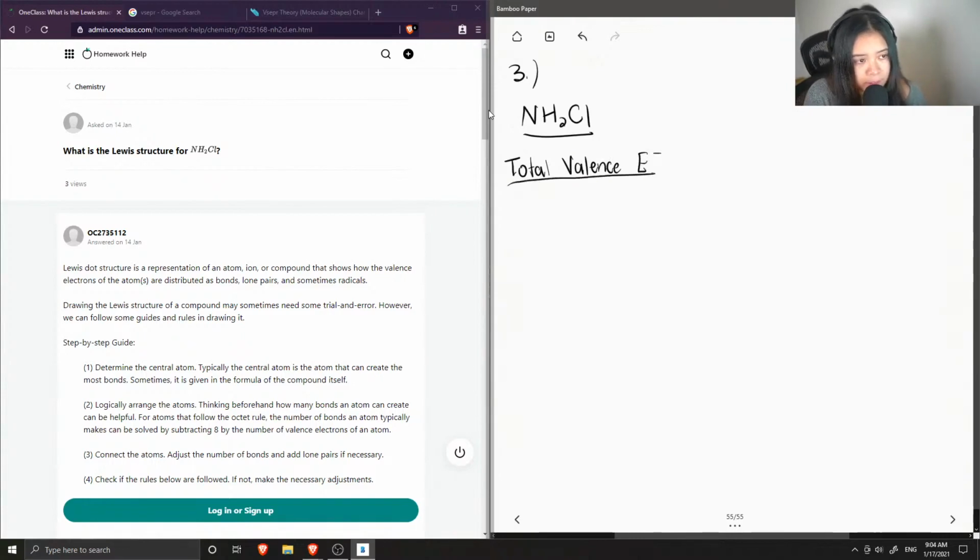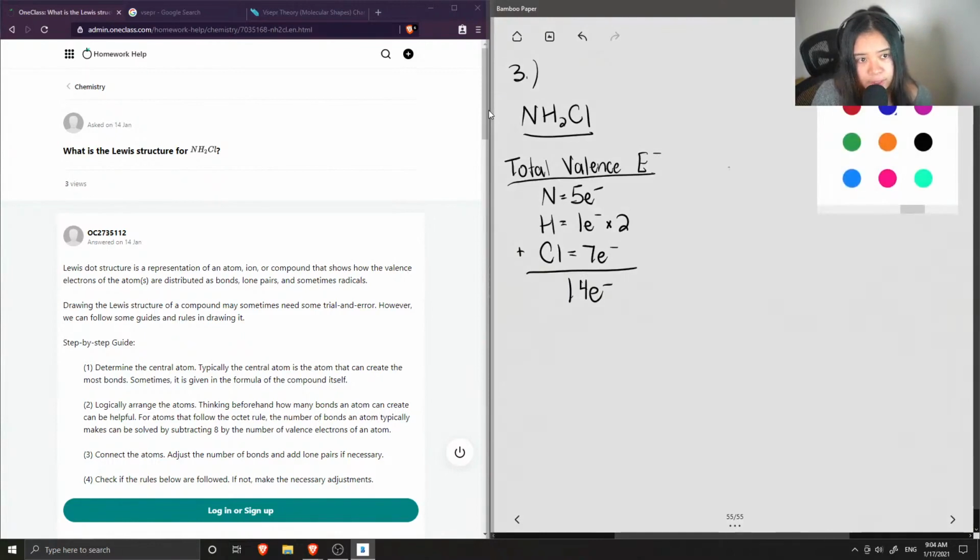Okay, so nitrogen has 5 valence electrons. Hydrogen has 1, and we have 2 hydrogen atoms in this compound, so we multiply this by 2. And chlorine has 7 valence electrons. Okay, so if we add these all up, we should get 14 valence electrons in total in our structure.